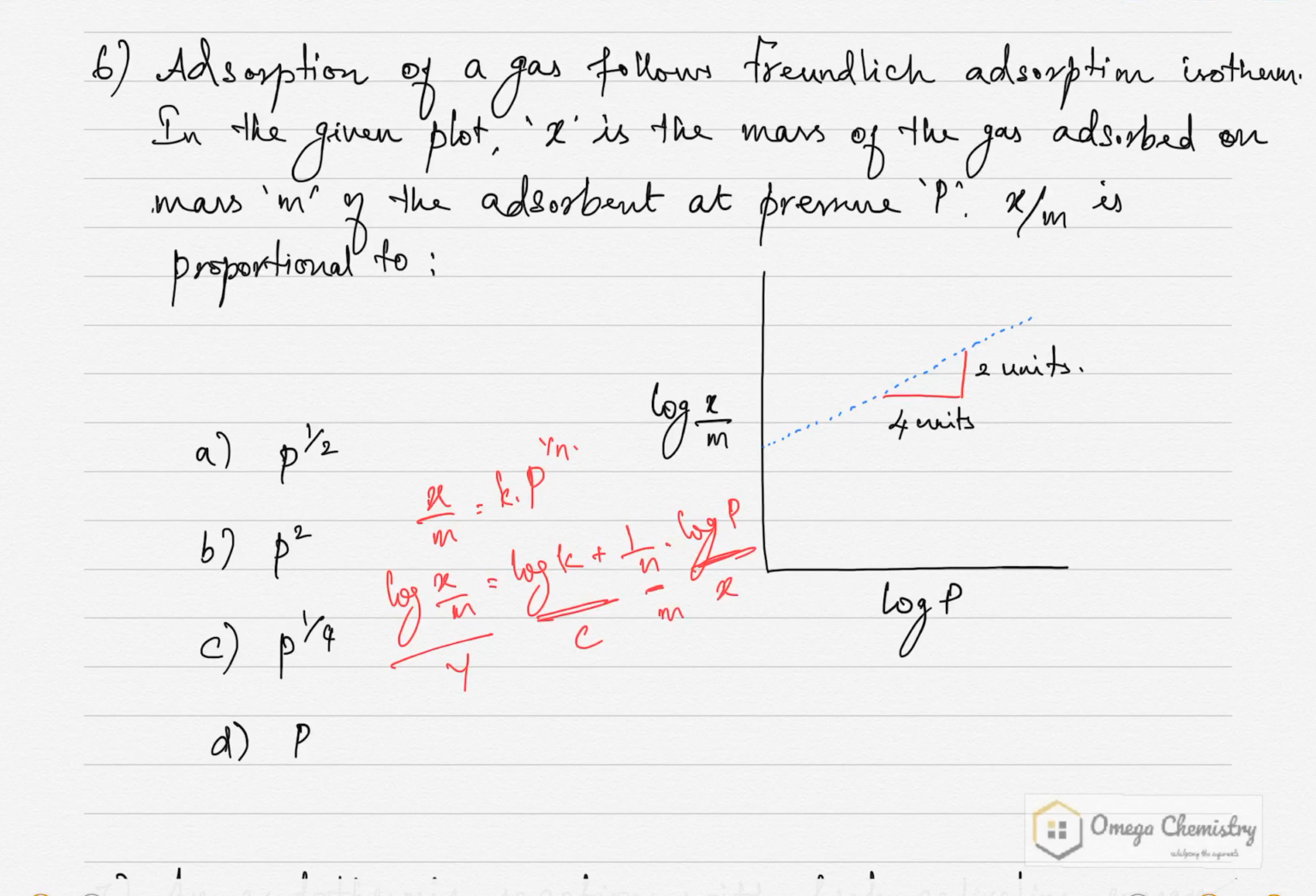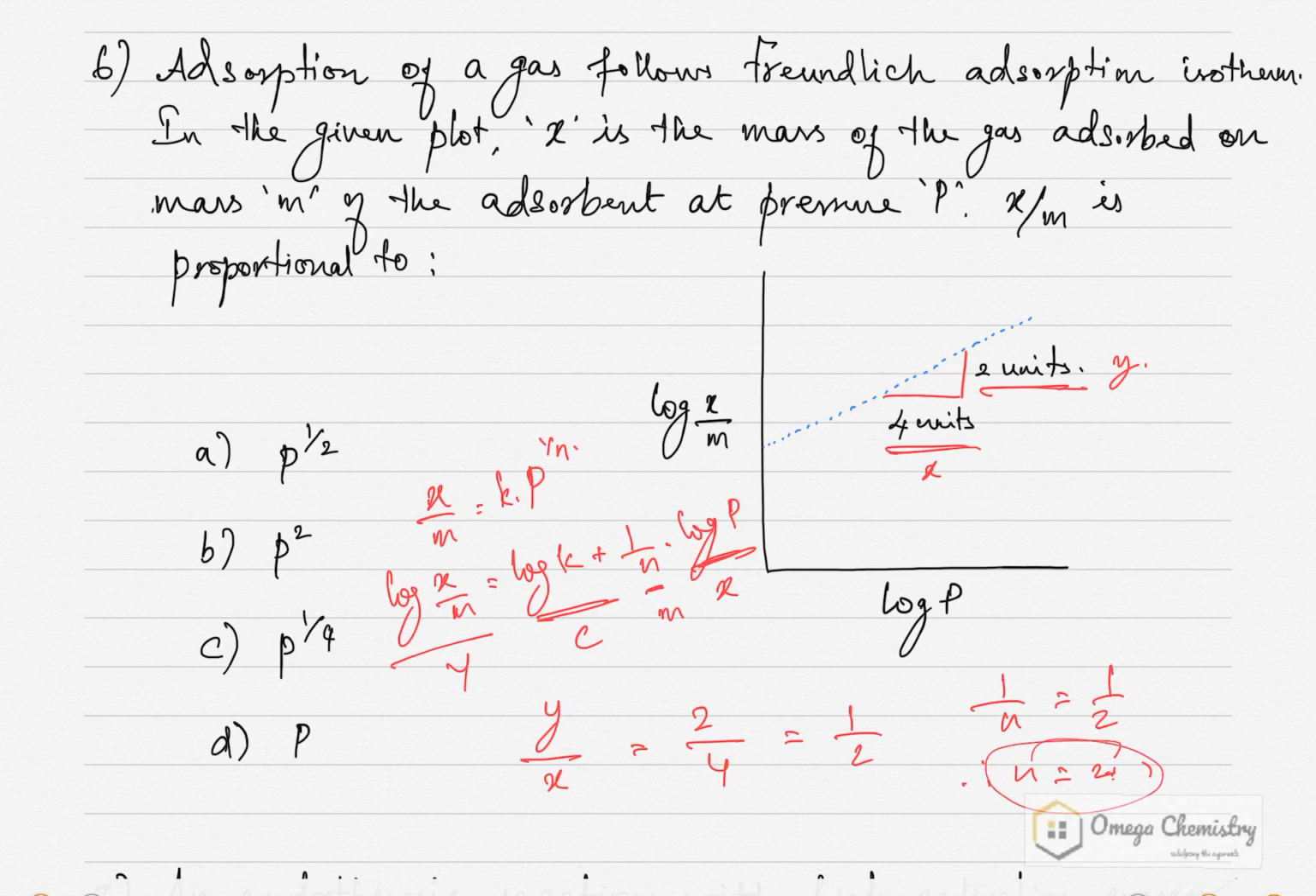However, from the graph I can write y by x. This is y, which means it is 2, and this is x, which I can write as 4, so 1 by 2. But I know that this is a constant, which means 1 by n is equal to 1 by 2, therefore n is equal to 2. So putting the value of n as 2 in the equation, I'll get p power 1 by 2. Here p power 1 by 2, which means option A is the right answer.